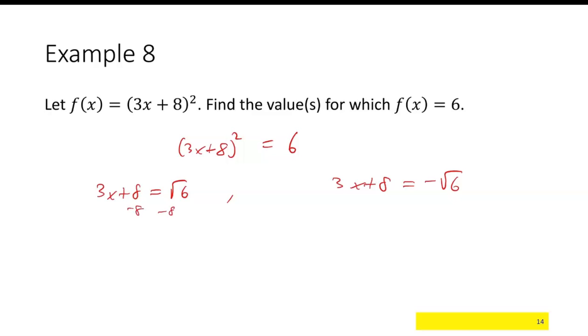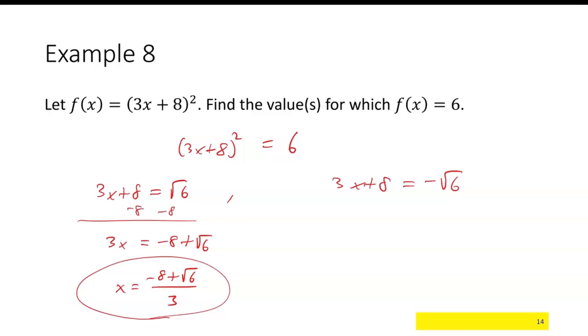So if I subtract, negative 8 and square root of 6 do not combine. So the best we can say is that 3x is equal to negative 8 plus the square root of 6. And then if I divide everything by 3, I'll have x is equal to (negative 8 plus the square root of 6) over 3. And again, that's the best we can do for that. We could approximate it with the calculator, but as far as exact answers go, this is the best we can do.